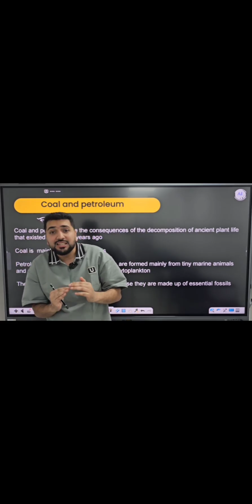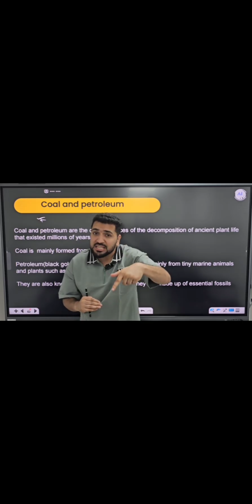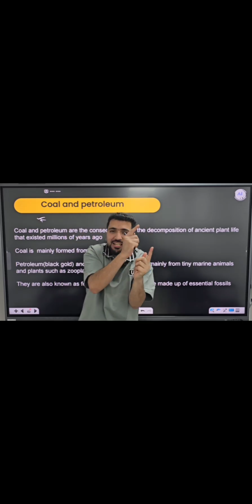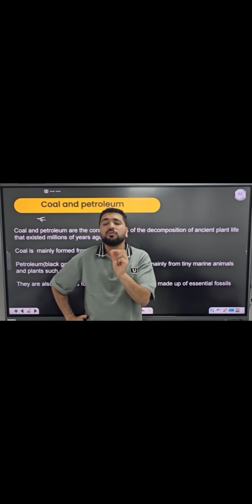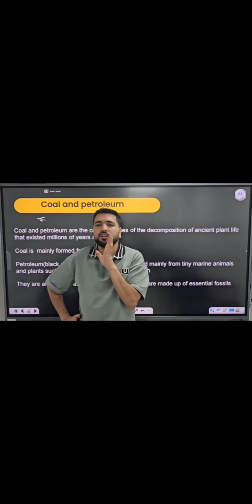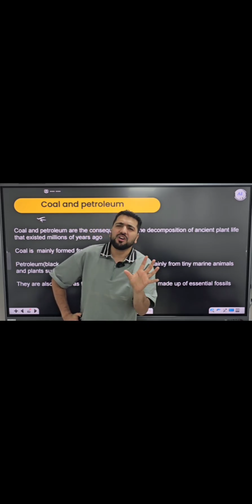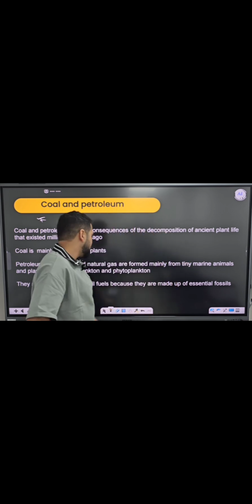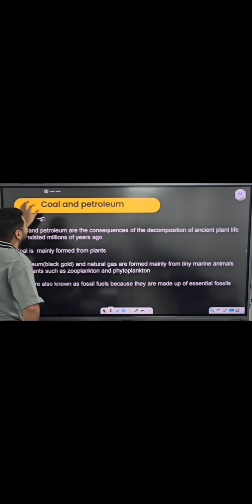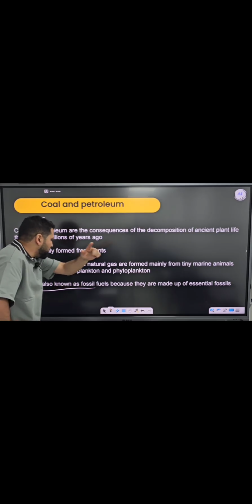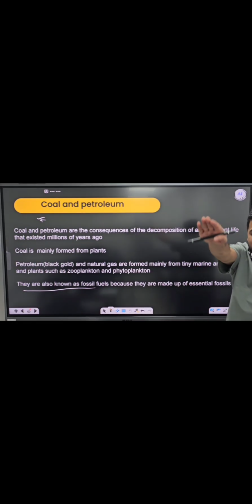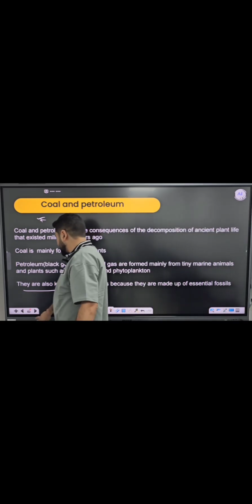Now deep inside the earth, there is high pressure and high temperature. So because of high pressure and high temperature, they got converted into fossil fuels, right? Later on, those fossil fuels got converted into coal and petroleum like products. I hope this is clear. Coal and petroleum are called fossil fuels. Why? Because they are made up of fossils that were buried deep inside the earth millions of years ago. I hope this thing is clear.